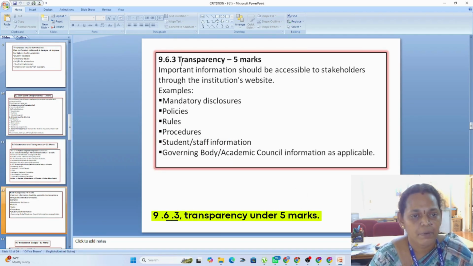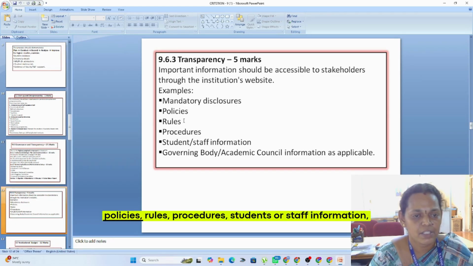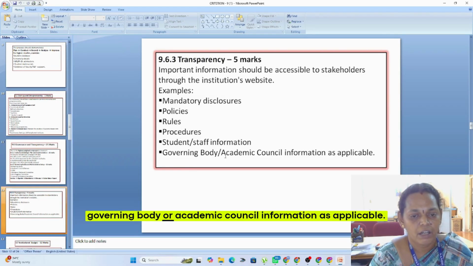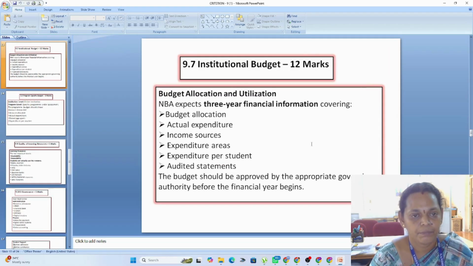Next, 9.6.3 transparency under 5 marks. Important information should be accessible to stakeholders through the institution website. For example, mandatory disclosures, policies, rules, procedures, students or staff information, governing body or academic council information as applicable.